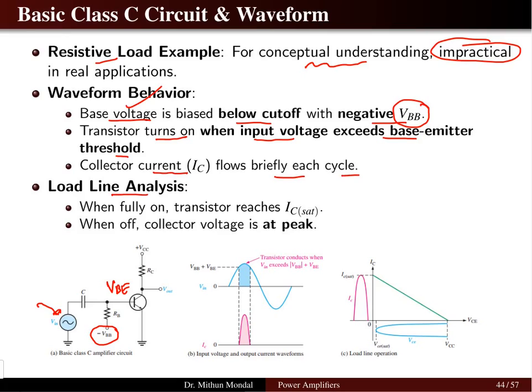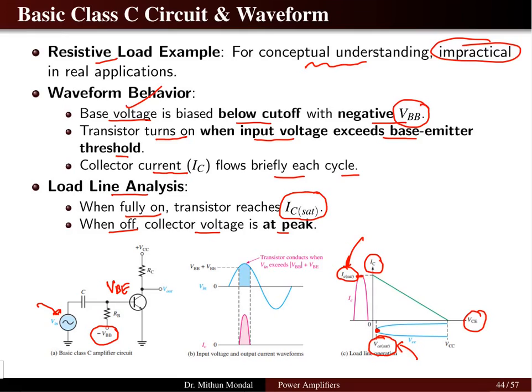In the load line analysis, when the transistor is fully on, the current reaches its maximum, that is, the saturation current. And when the transistor is off, the collector voltage will be at its peak. So this is the load line where we draw the collector current and the collector to emitter voltage. The maximum collector current which we get at saturation is IC saturation, and the maximum voltage that we get is VCE saturation. So this is what we get when the transistor is fully on, and when the transistor is fully off, we will get that current.